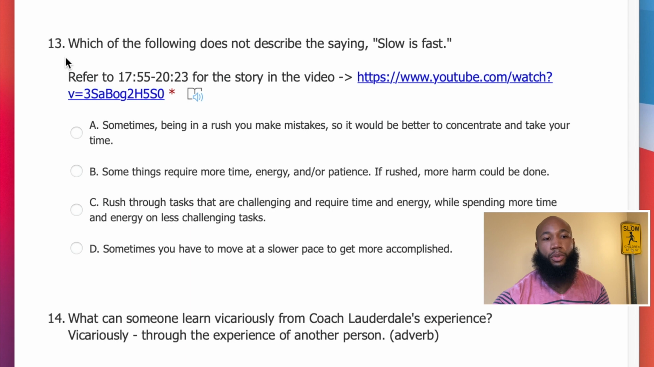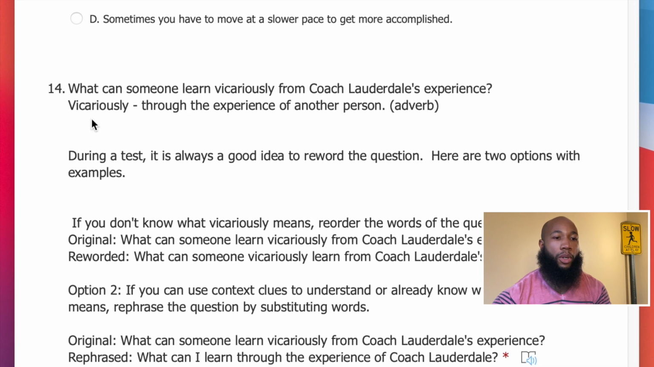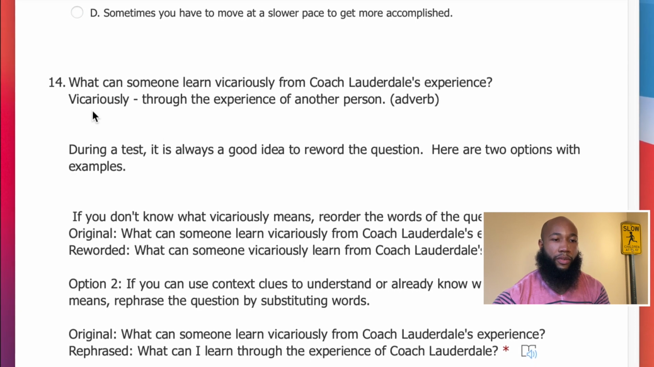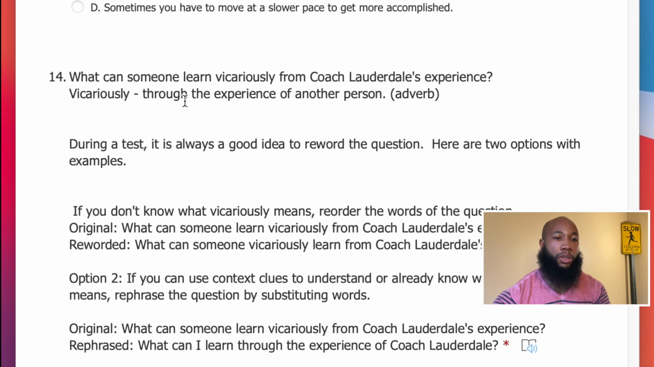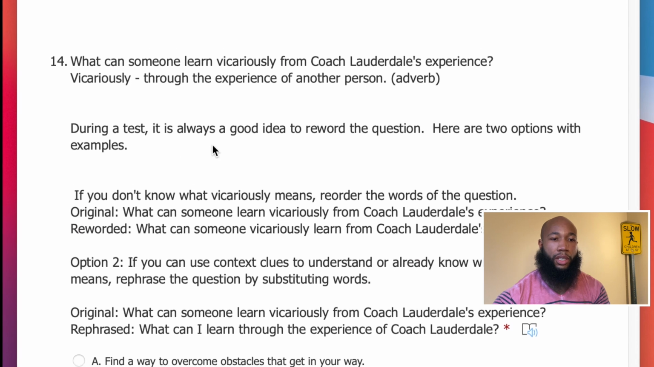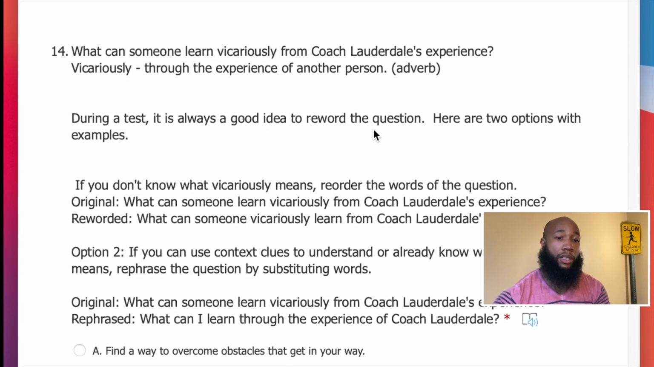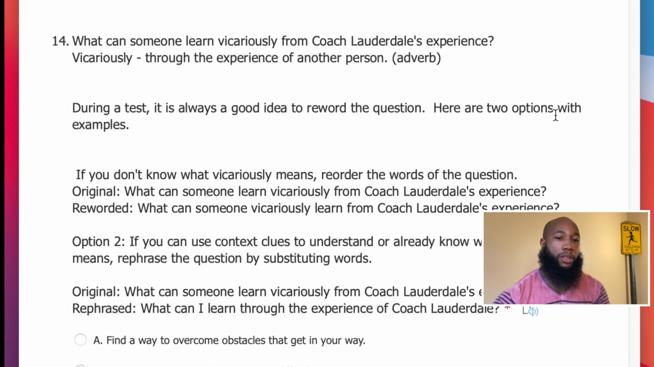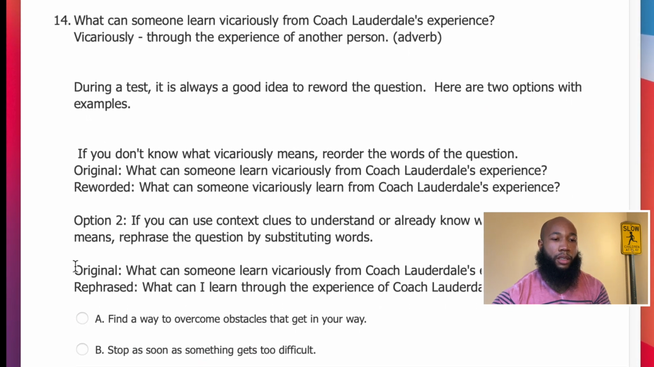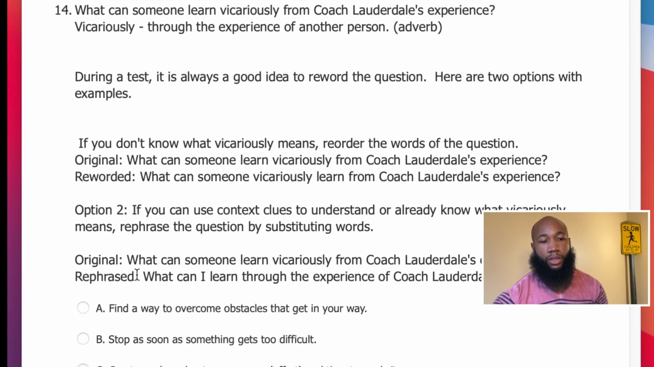Number 13 says, which of the following does not describe the saying slow is fast? So you'll go through and choose that. For number 14, what can someone learn vicariously from Coach Lauderdale's experience? And then I give you the definition of vicariously, which means through the experience of another person. So during the test, it is always a good idea to reword or rephrase the question. Here are 2 options with examples, and they are listed down below. You can read and kind of sort and understand.